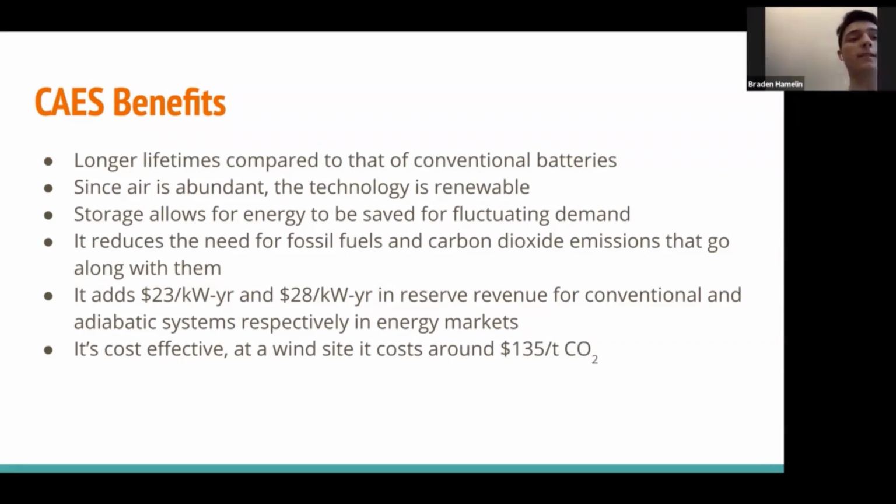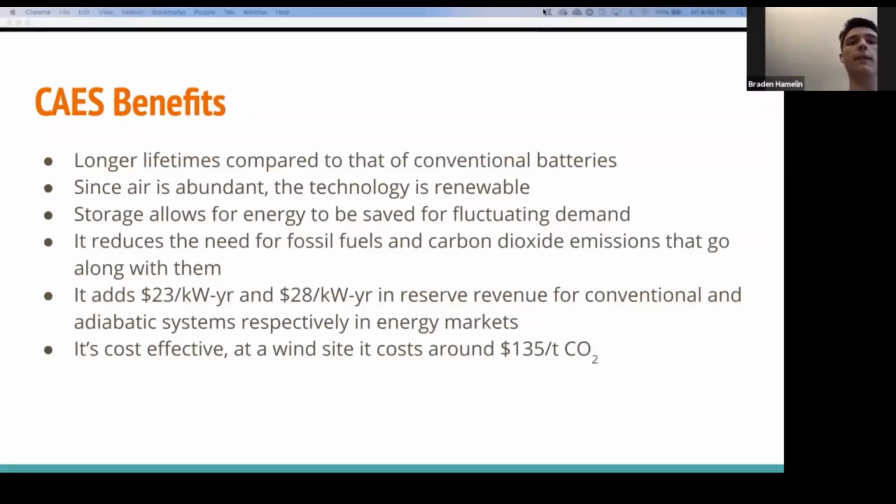Another great benefit is that compressed air energy storage adds $23 per kilowatt-year and $28 per kilowatt-year in reserve revenue for conventional and adiabatic systems, respectively, in energy markets. Basically, what this means is that they create revenue from a different source of energy, a different way of storage. The reserves are what you're storing up, potential energy that wouldn't be used with a traditional system that you're now able to gain because you have these reserves.